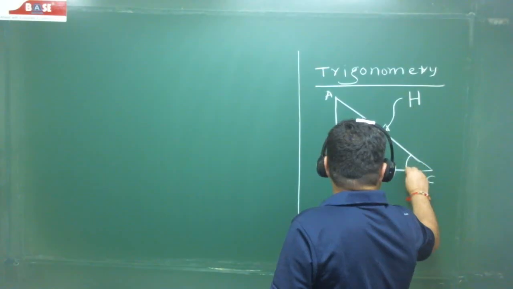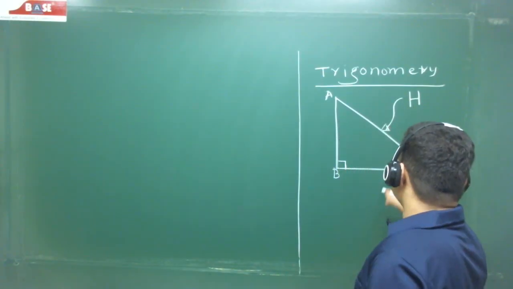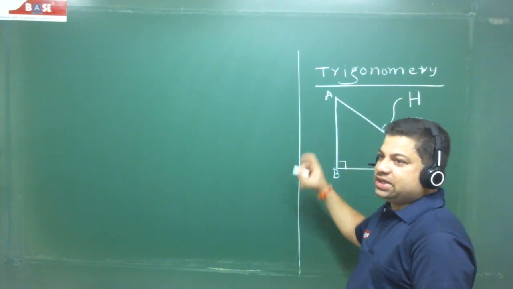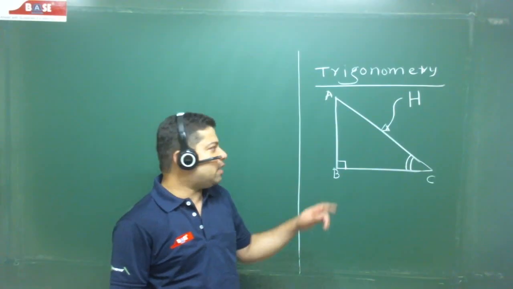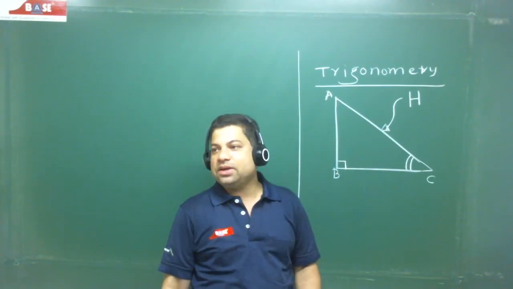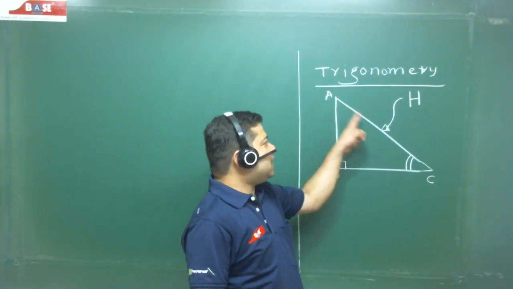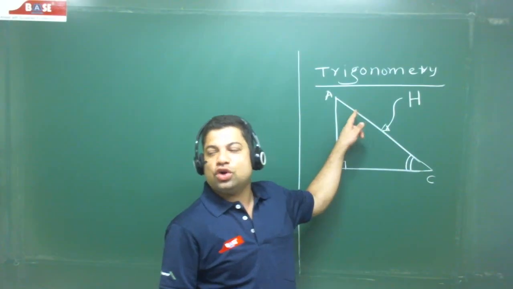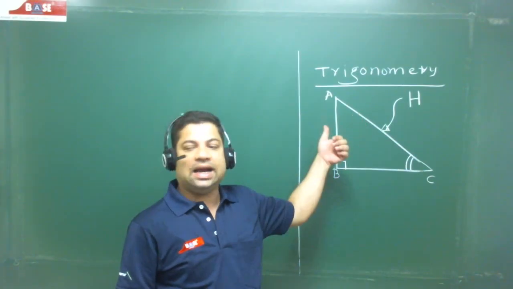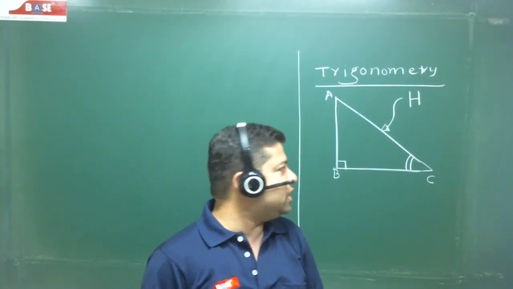Suppose we are taking angle C. If you are taking angle C, so opposite will be what? AB, right? And adjacent will be what? BC. Fine. So opposite will be AB and adjacent will be BC. If you are going to talk about angle A, then opposite will be BC and adjacent will be AB, or vice versa.